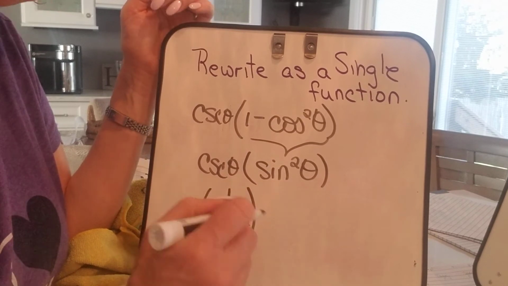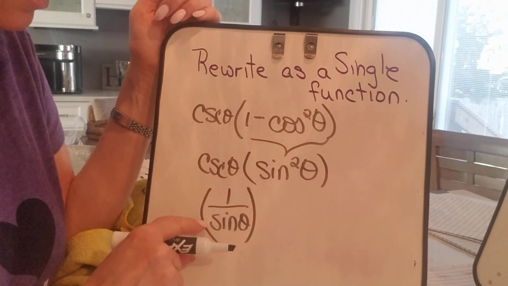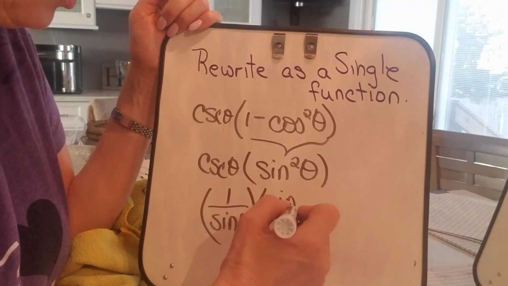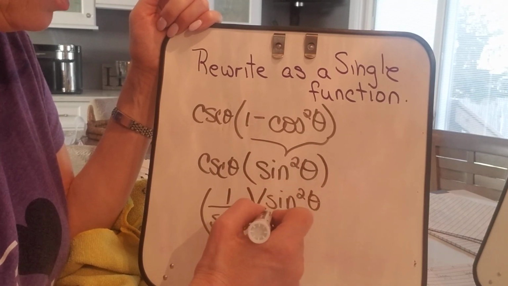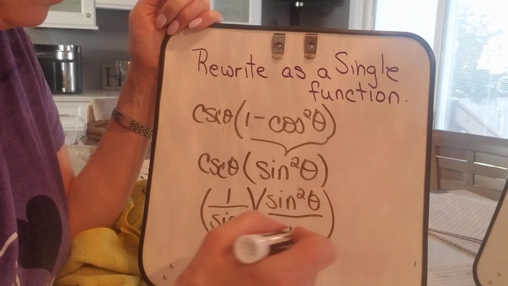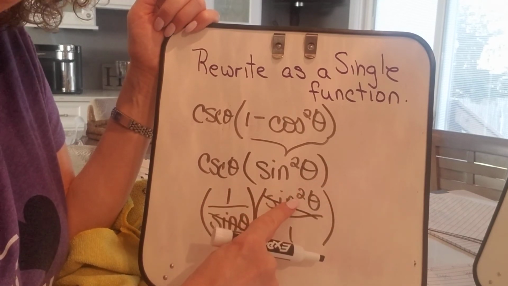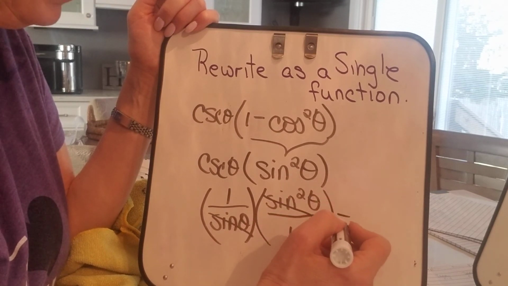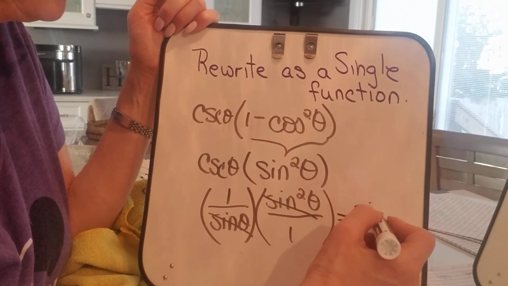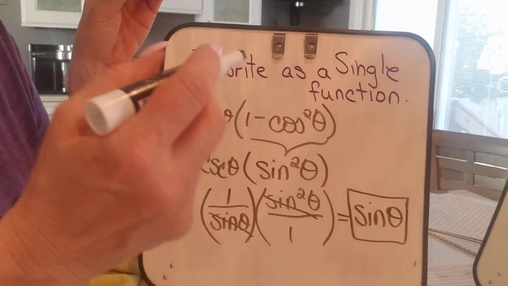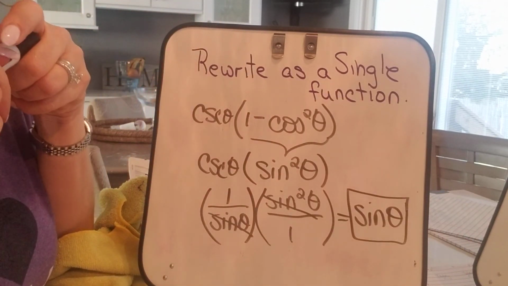Based on the reciprocal identities, cosecant is the reciprocal of sine. I'm going to multiply that by sine squared theta over 1. Very nicely, this cancels out with one of these. There's 2, it's squared. So my final answer is going to be sine theta. Okay, so basically, what are we doing in this lesson?